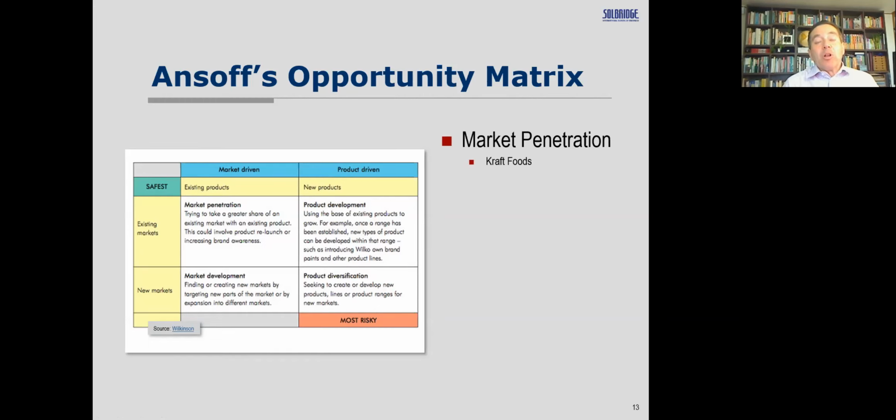So an example of market penetration strategy would be Kraft Foods. Kraft is an American company that makes cheese, and they create all sorts of different packaging around the cheese. So the product is very similar. The market is obviously the same market, people who buy cheese. And it could be a product relaunch or increasing brand awareness. Kraft Foods does a market penetration strategy.